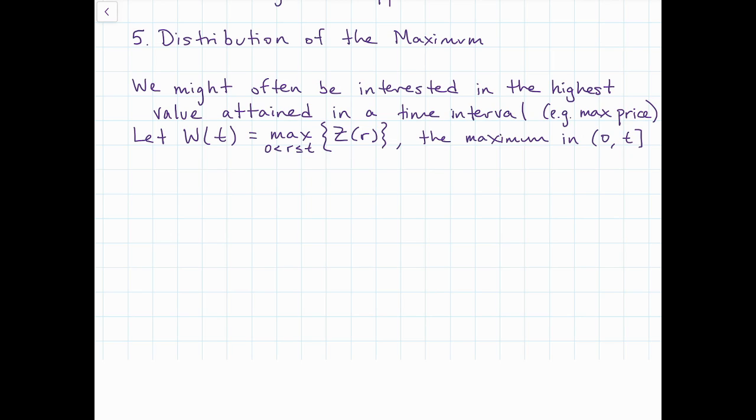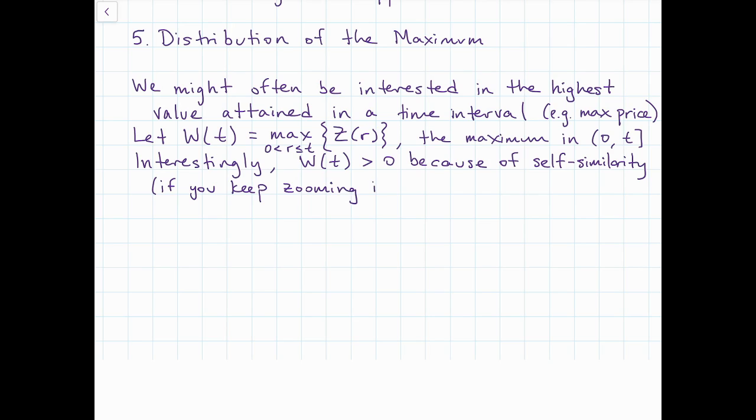One thing that's interesting is that W of t, this maximum, is always going to be positive because of self-similarity. Essentially, if you just keep zooming in on the process at Z of 0, eventually it will go positive, even for maybe a tiny second of time. That's kind of weird to think about, but even if it looks like it starts going downwards, just zoom in closer. And if it still looks like it's going straight down, zoom in closer. You have infinitely many zooms that you want. Eventually, it will go positive for a tiny little bit. So the maximum that it attains on any time interval is strictly positive.